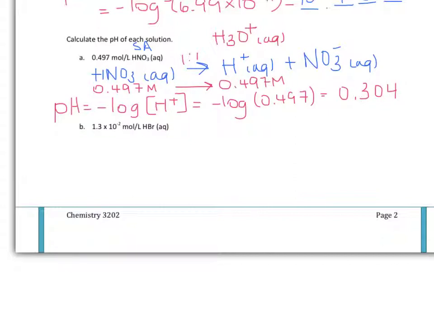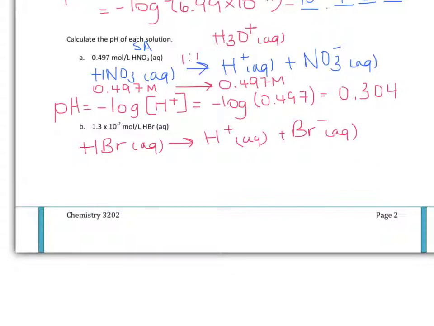Now let's try to calculate the pH of a 1.3 times 10 to the negative 2 molar hydrobromic acid solution. Ask yourself, is hydrobromic acid a strong acid? It is. So we can take HBr and know that it ionizes 100% into H positive and Br minus.